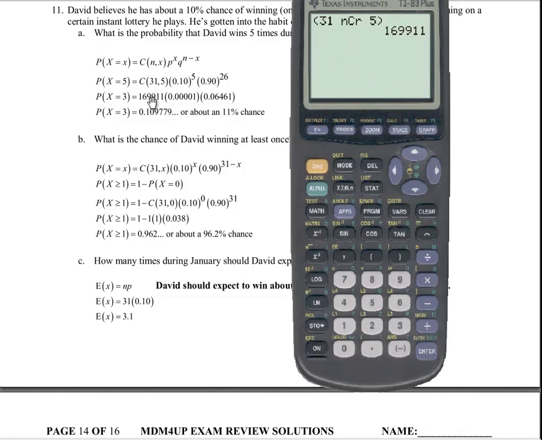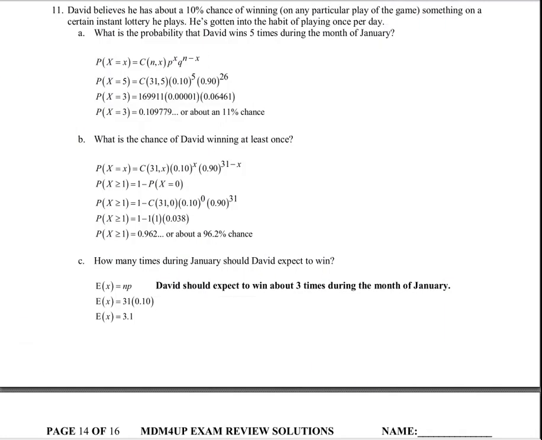So that's where the 169911 comes from. And then times 0.1 to the 5th is this number, 0.9 to the 26th is that number. Multiply them, you get 0.109, etc. So he has about an 11% chance of winning 5 times during the month of January.